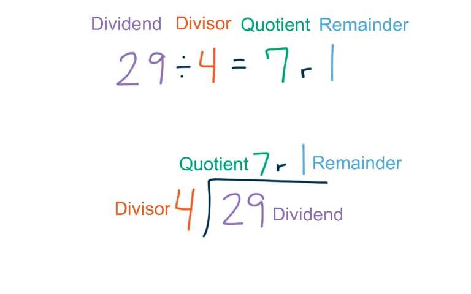So those are what those four words mean, and that's important for us to understand. So again, our dividend, that's the total that we're separating out into even groups. Our divisor is the number of even groups. Our quotient is the number inside each of those even groups. And then the remainder is what's left over off to the side.